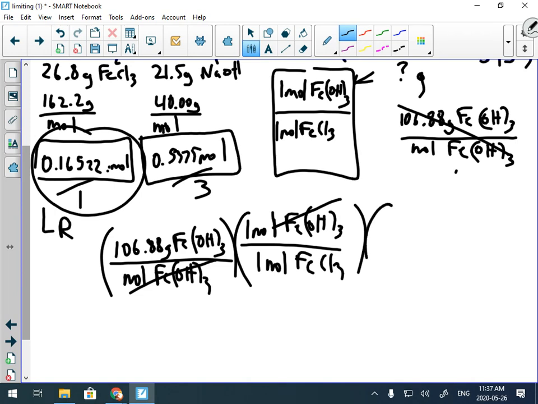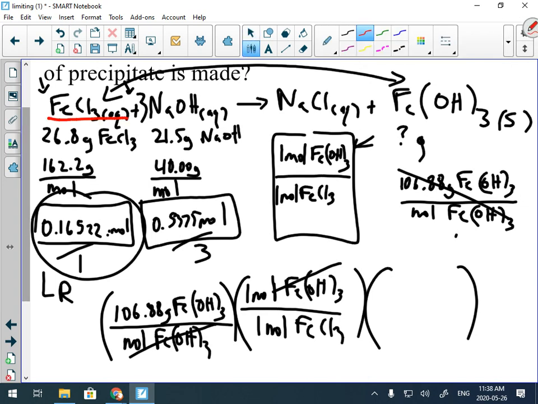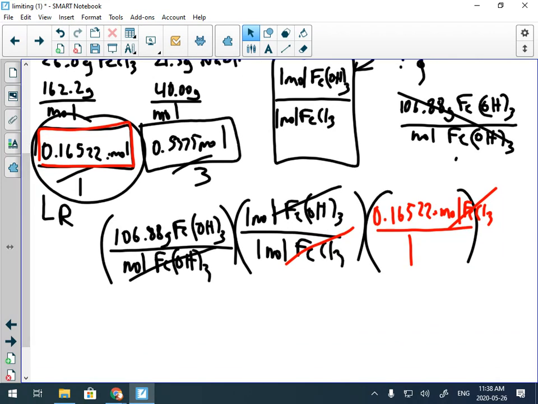And how do I get rid of moles iron chloride? Well, look what I've calculated over here. Look at this shortcut. That's the moles of iron chloride. So little shortcut. I can go 0.16522 mole. Oh, I ran out of room, whatever. Over 1. That cancels. That cancels. Okay. So that's a cute little shortcut. Can save us a lot of time on kind of an annoying problem. All right, so final answer is 3 sig fig 17.7.